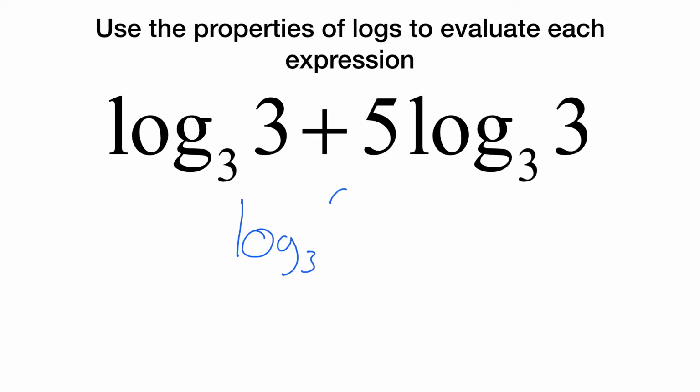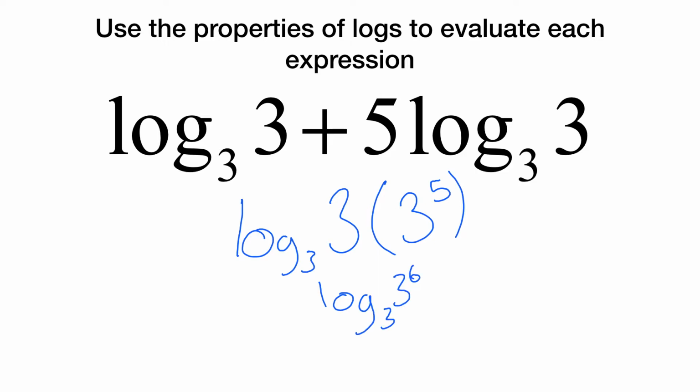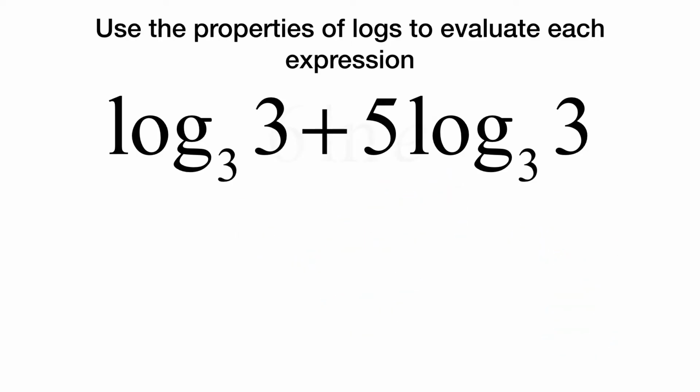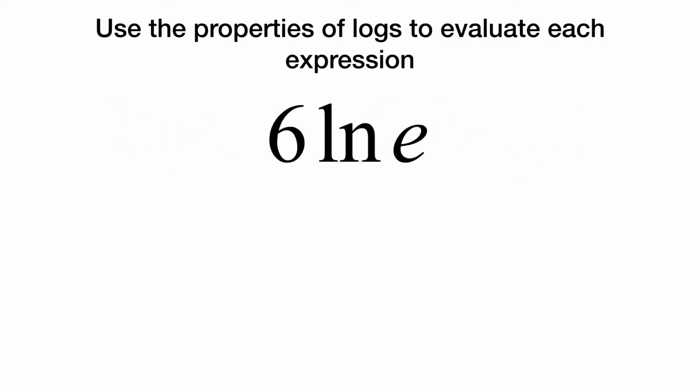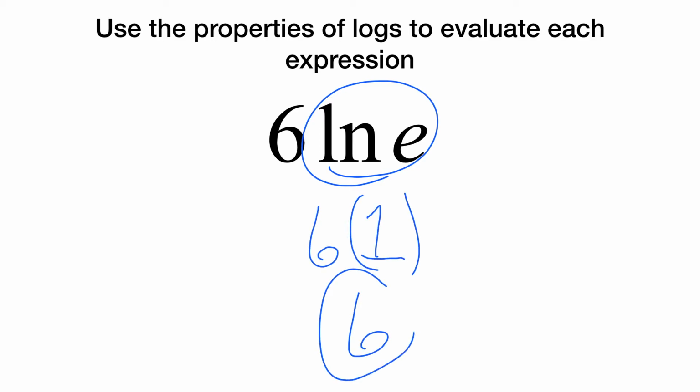Now, if I had done it another way, I could have also said something like log base 3 of 3 times 3 to the 5th, which becomes log base 3 of 3 to the 6th, or 6 log base 3 of 3. Since log base 3 of 3 is 1, that's just 6. Now let's try this one. 6 log natural of e. So in this case, the natural log of e is just 1. So 6 times 1 is 6.